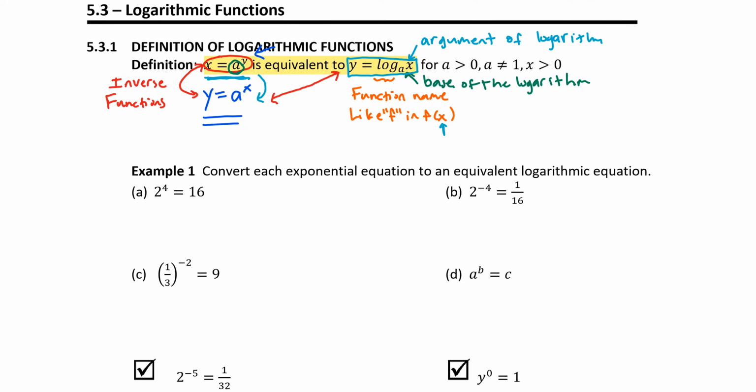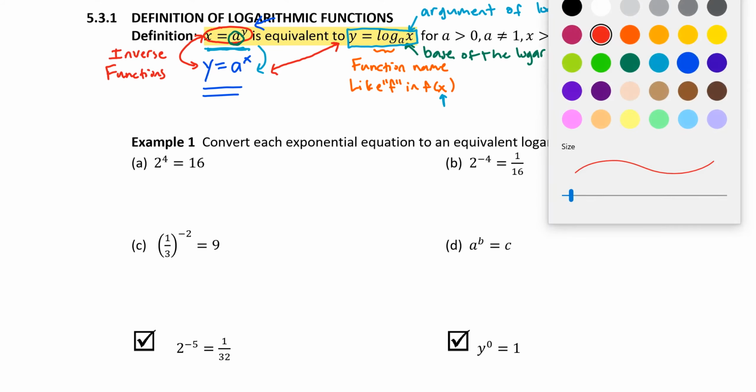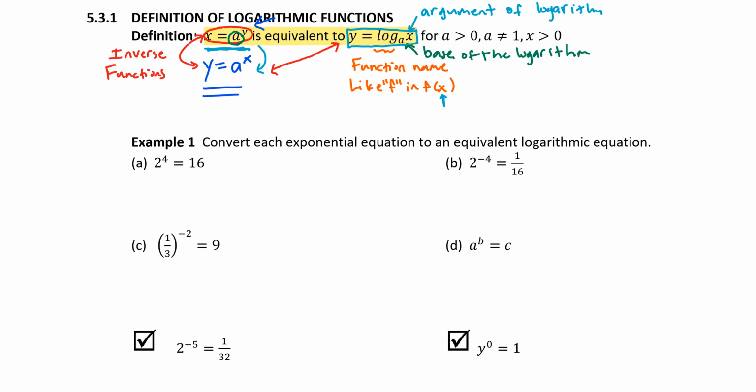So in example 1, we're going to use this relationship to convert each exponential equation to an equivalent logarithmic equation. This is a very simple skill, and this is going to be one of the methods that we're going to use to solve equations later on. So starting with the exponential equation, 2 to the 4th equals 16, we're going to rewrite this as a logarithmic equation.